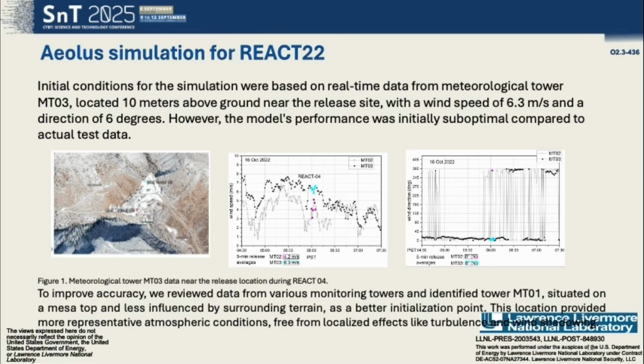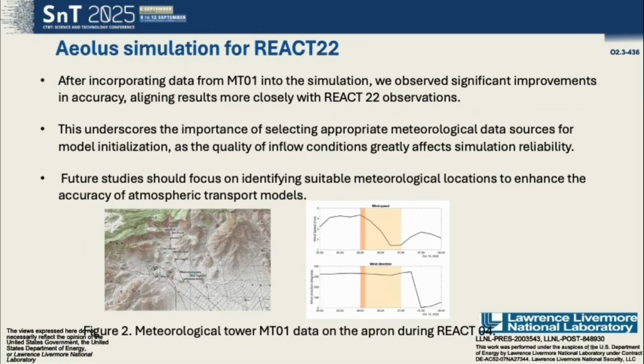And I can see from the map, the release location is surrounded by a lot of mountains, a lot of hills. So that release wind speed and wind direction is not representative of the whole domain. And it is actually heavily influenced by the surrounding terrain. So that's why we decided to look at different monitoring towers and identified tower MTO1, which was situated on the mesa top, away from any kind of canyons or any kind of complex terrain regions. And when we plugged in our data with that model, the results actually improved a lot.